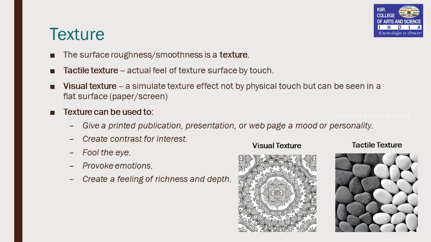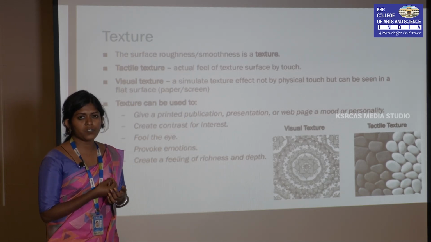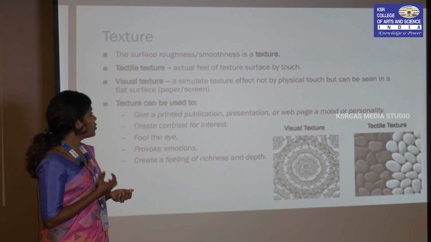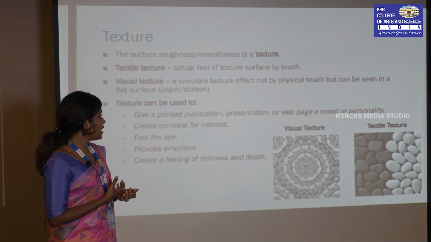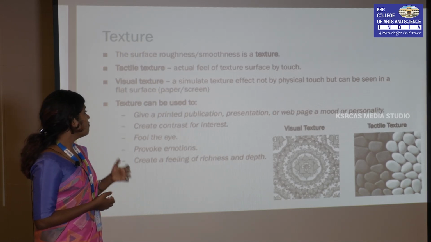Next we are going to talk about texture. The surface roughness or smoothness is called texture. Tactile texture is actually the feel of a textured surface by touch. It is something which we feel when we actually touch something. But visual texture is a simulated textural effect, not by physical touch, but we can see it on a flat surface.